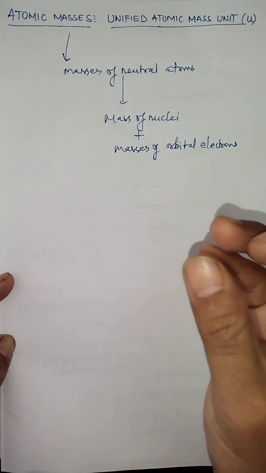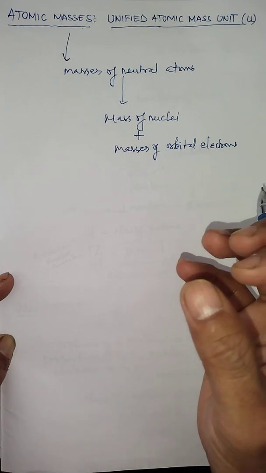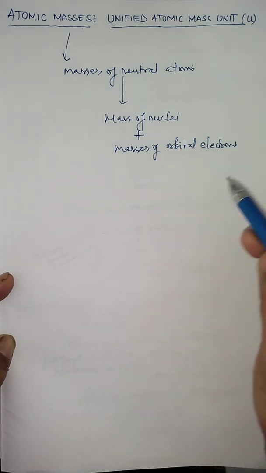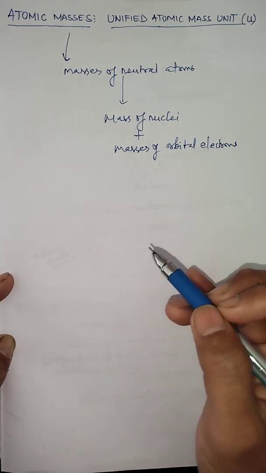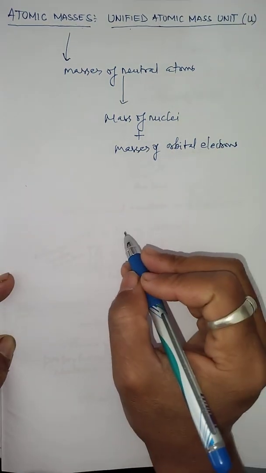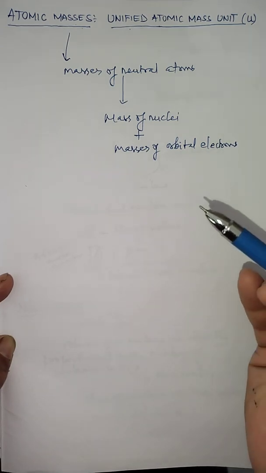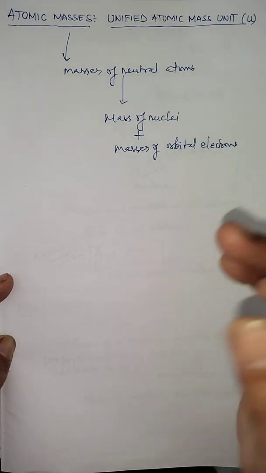Since you know that an atom is the smallest particle of an element, being too small, the masses of atoms, even the masses of nuclei, and even the particles present inside the atom like electron, proton and neutron, are always expressed and measured in terms of the unit called unified atomic mass unit. What unit? Unified atomic mass unit. It is expressed by the small letter u. This is the smallest unit used to measure mass, especially atomic masses, even the mass of the nuclei, proton, electron, neutron, and other particles also.